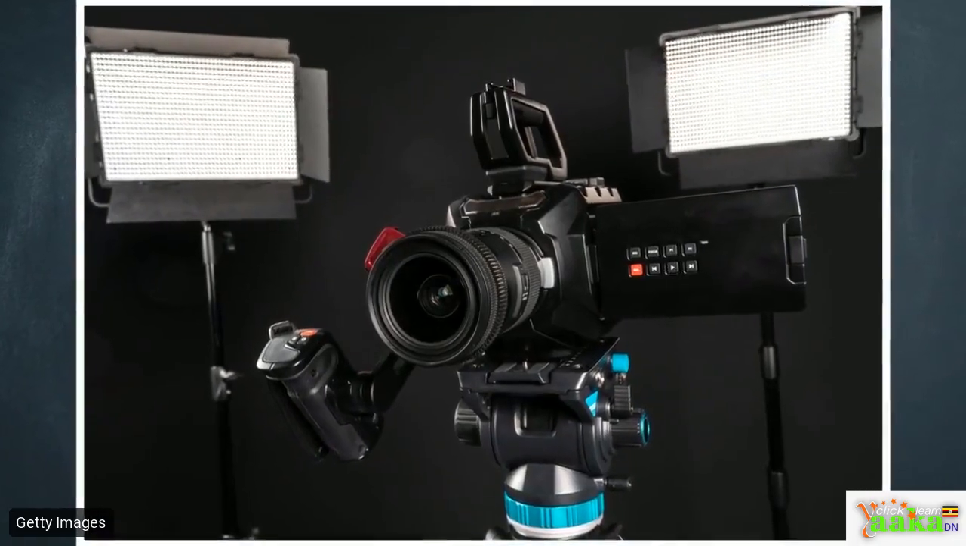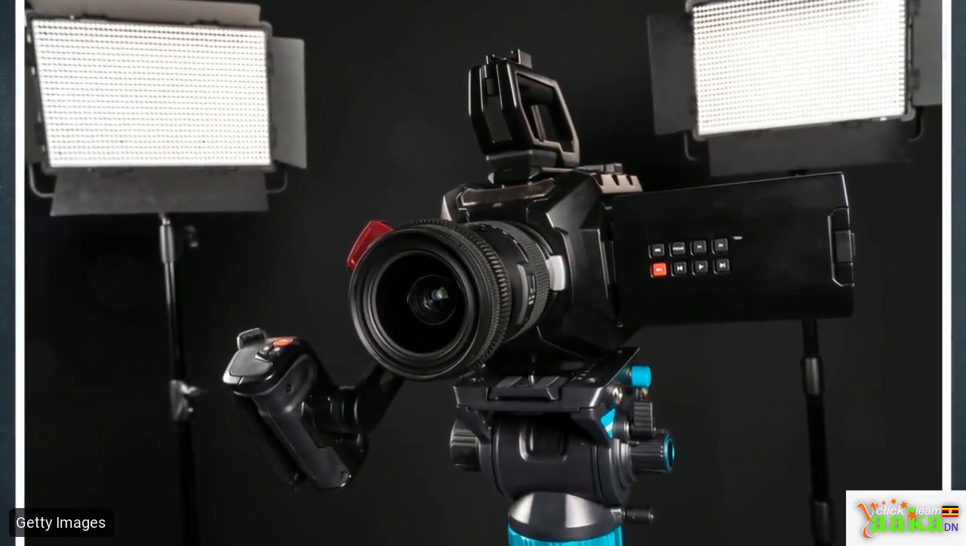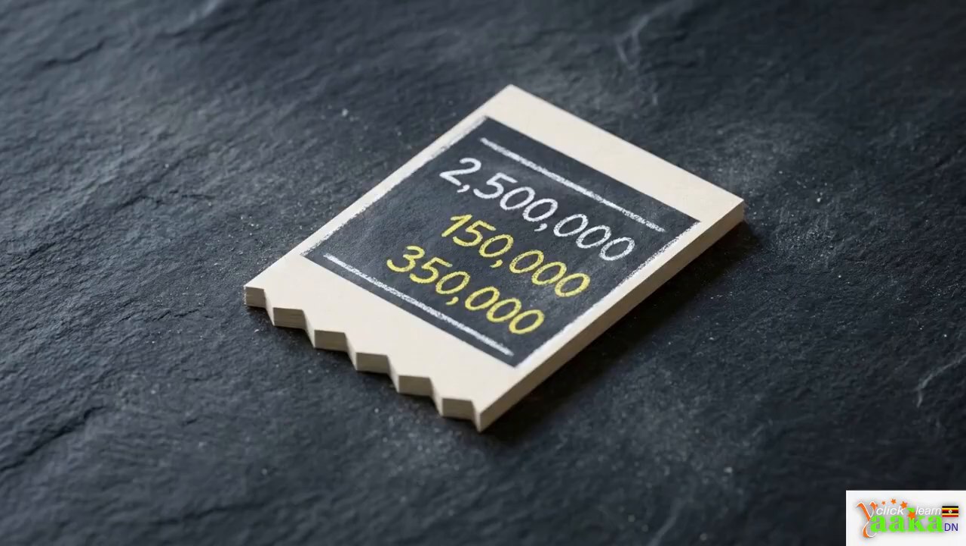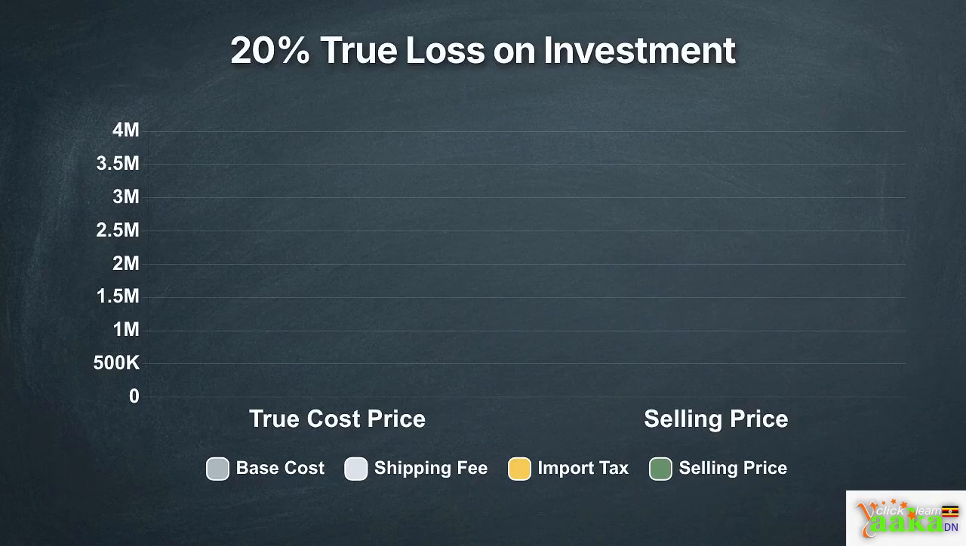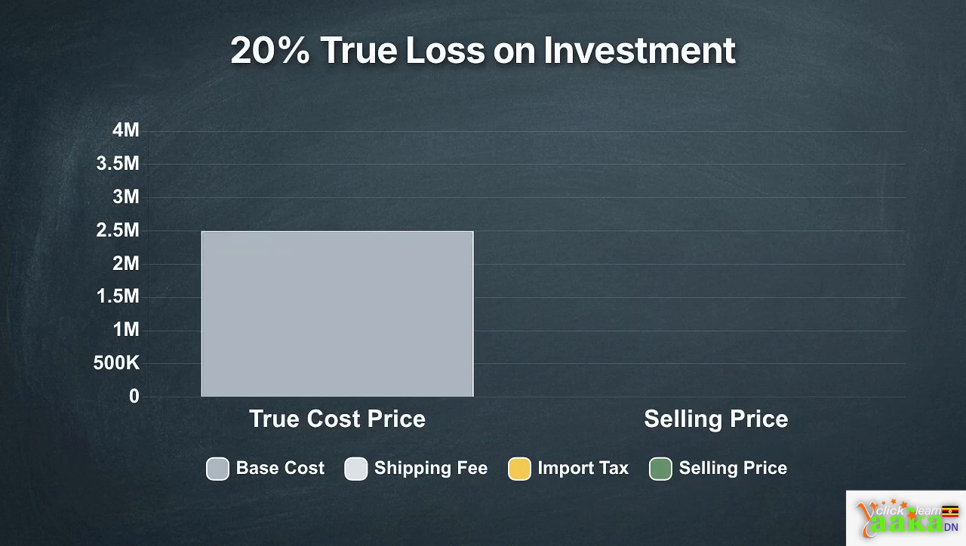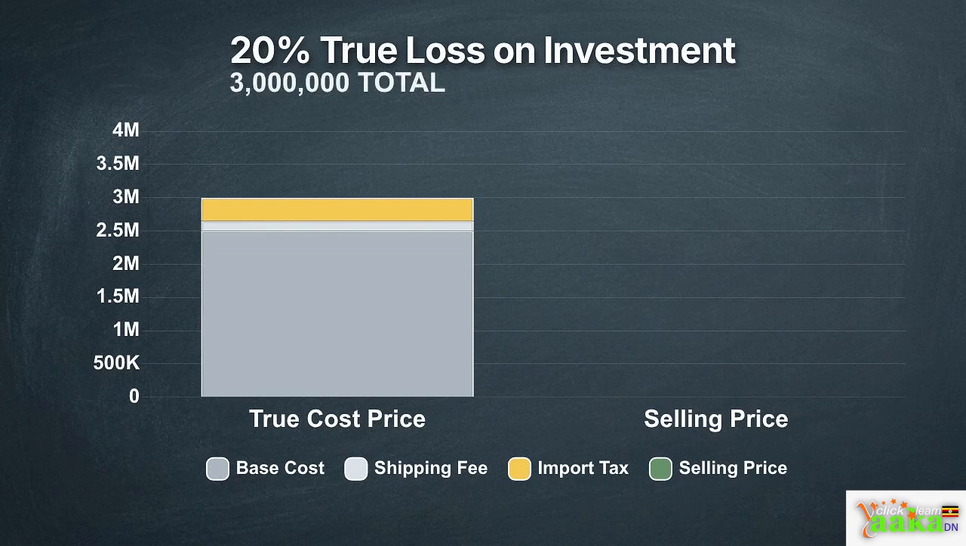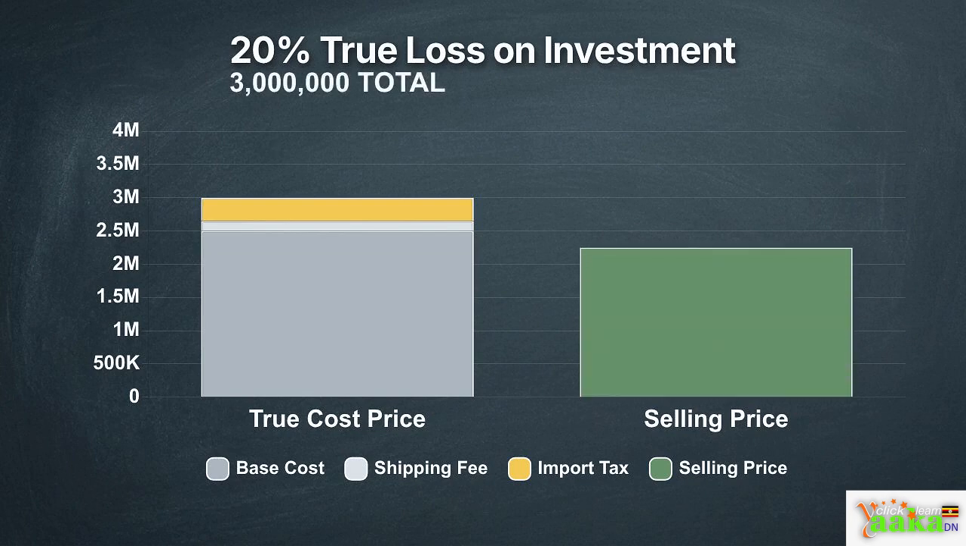Let's combine these rules. Imagine a media consultant imports a professional video camera. The base cost is 2.5 million shillings, but he also pays $150,000 in shipping and $350,000 in import taxes. A year later, he sells it for 2.4 million shillings. This chart visualizes our first step, finding the true cost price. We sum the 2.5 million base cost, the $150,000 shipping fee, and the $350,000 tax. This sets our true cost price at exactly 3 million shillings.